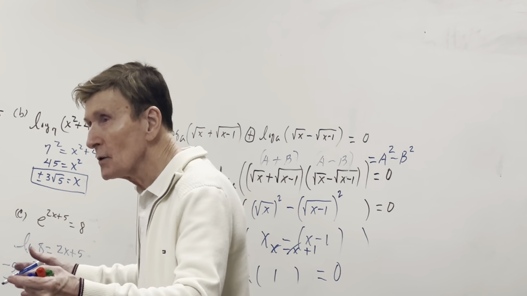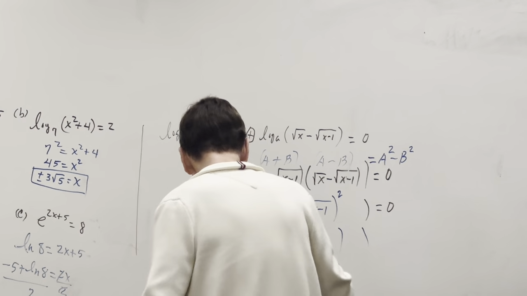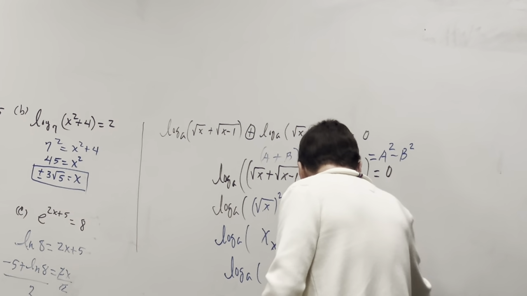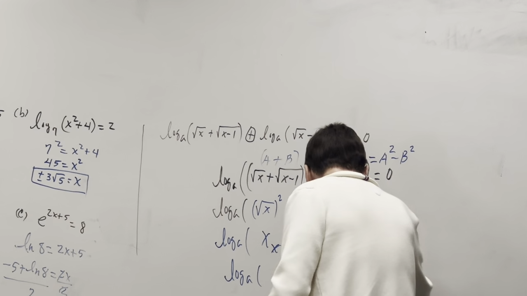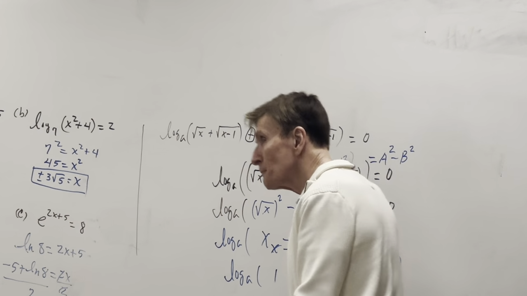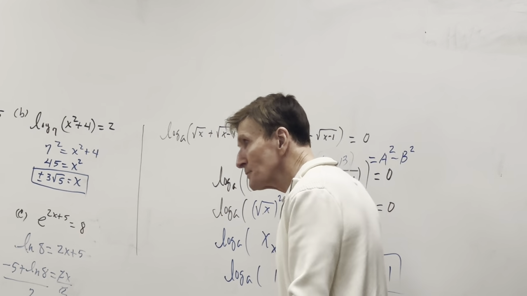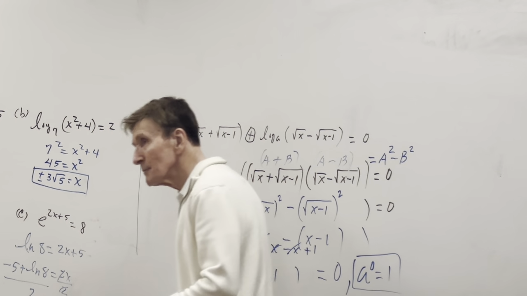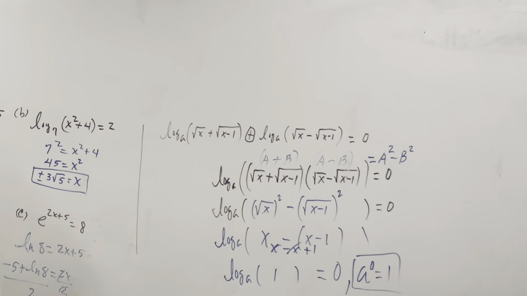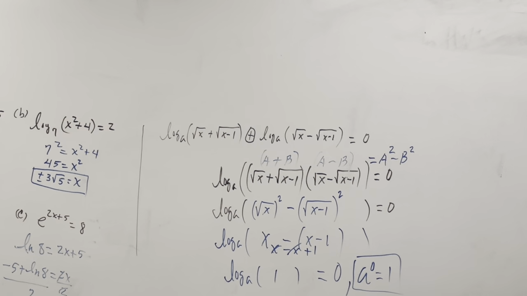A raised to the 0 is equal to 1. That's what this says at this point. The log of 1 base A is 0. And we showed it. That's what we have to do, show it. We showed it, with some help. Nice.